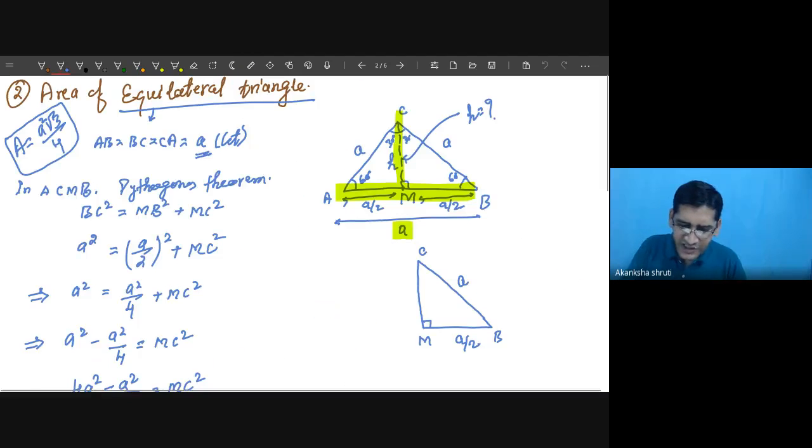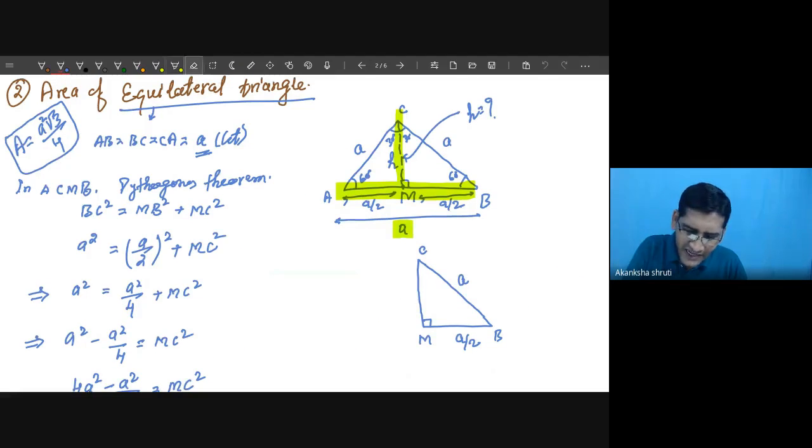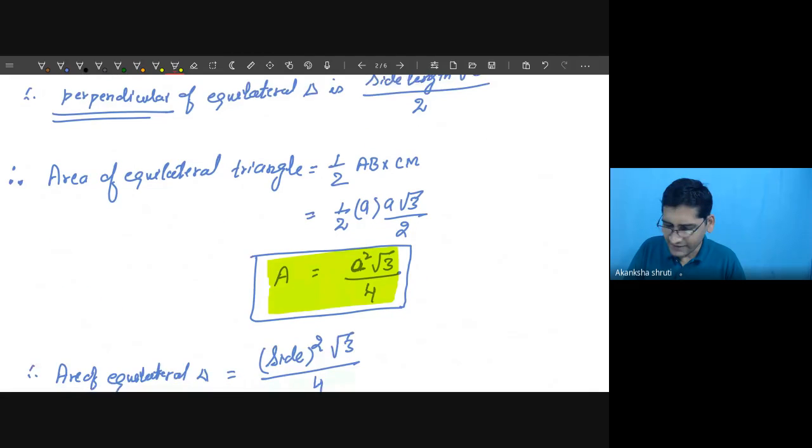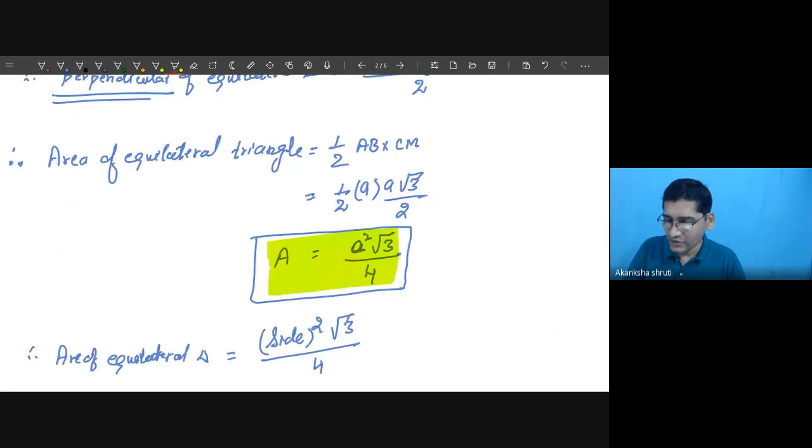Another regarding the equilateral triangle. For an equilateral triangle, all the sides are equal and each angle is 60 degrees. Their height can be calculated as A root 3 by 2 and their area can be calculated by substituting half into base into height, but ultimately we will get A square root 3 by 4. Is it okay? So this is all about the concept.